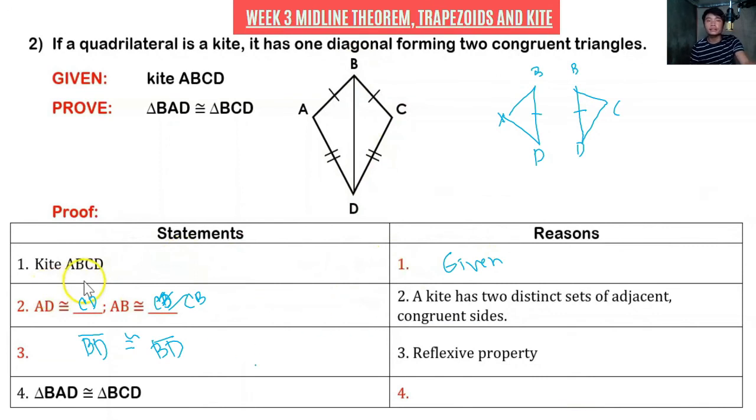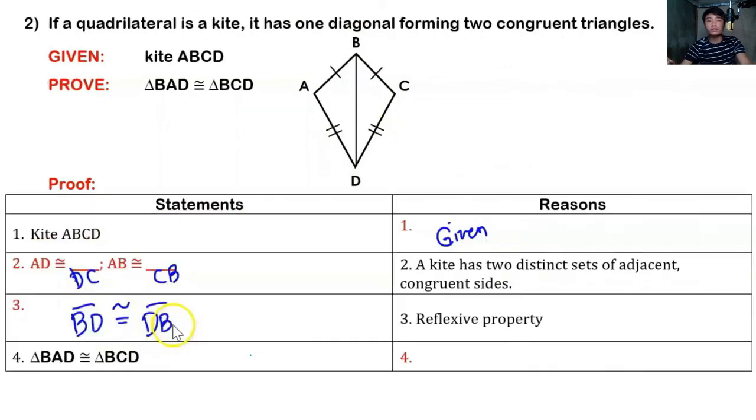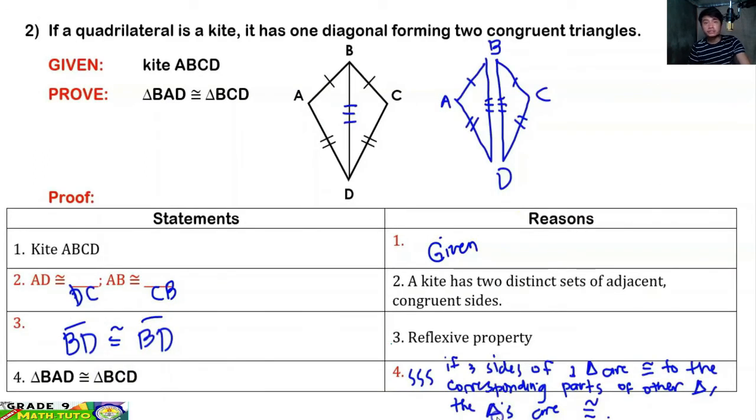Ay tuturo naman sa atin yan. And lastly, triangle BAD is congruent to BDC. Ano kaya yung reason natin? BD is congruent to DB. So, ano yung reason natin sa number 4? Side, side, side. Okay, so pinakita dito na if the three sides of one triangle, so tatlong side daw yun, are congruent to the corresponding parts of other triangle, then the triangles are congruent.